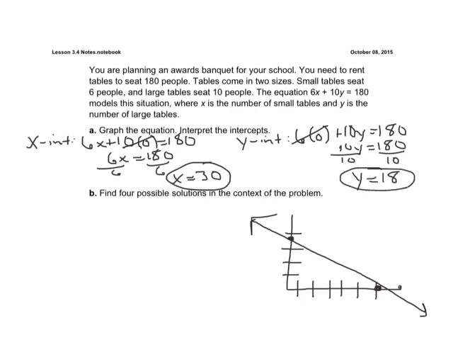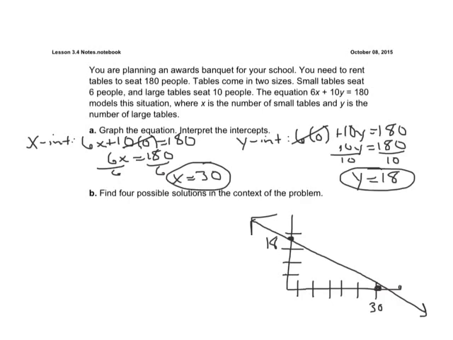So what this graph means, we got to understand what it means. Okay, down here at our x-intercept, that's where we have 30 tables. Now, 30 tables right here, our y is 0. Okay, that means we have no large tables. We only have small tables. Okay, and when we have 30 small tables, that seats 180 people. Now up here at 18, we have 18 large tables and no small tables. Well, 18 large tables also seats 180 people. Now every point on this line is a combination that would seat 180 people.